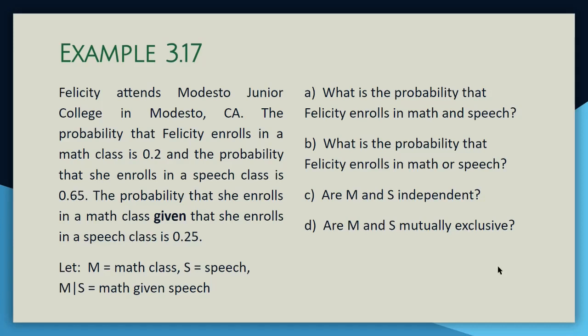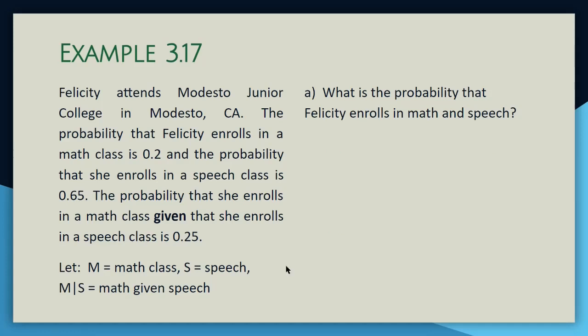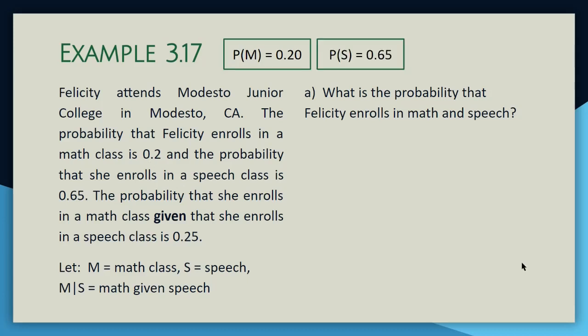So what is the probability that Felicity enrolls in both math and speech? What is the probability she enrolls in math or speech? And then we check independent, mutually exclusive. So our first question is, what is the probability that Felicity enrolls in math and speech? Let's pull up what we know about this system from the problem. We know probability she enrolls in math is 0.2, probability she enrolls in speech is 0.65, and the probability that she enrolls in math given speech is 0.25.